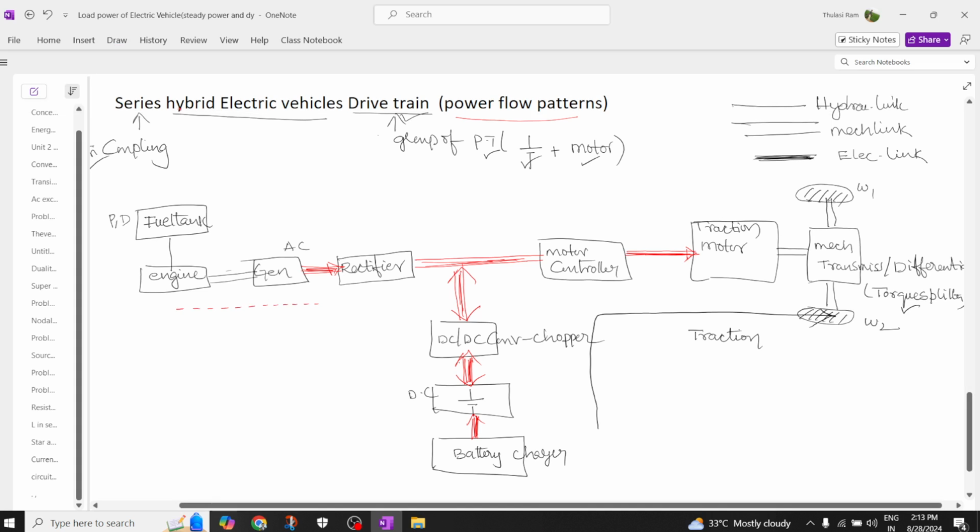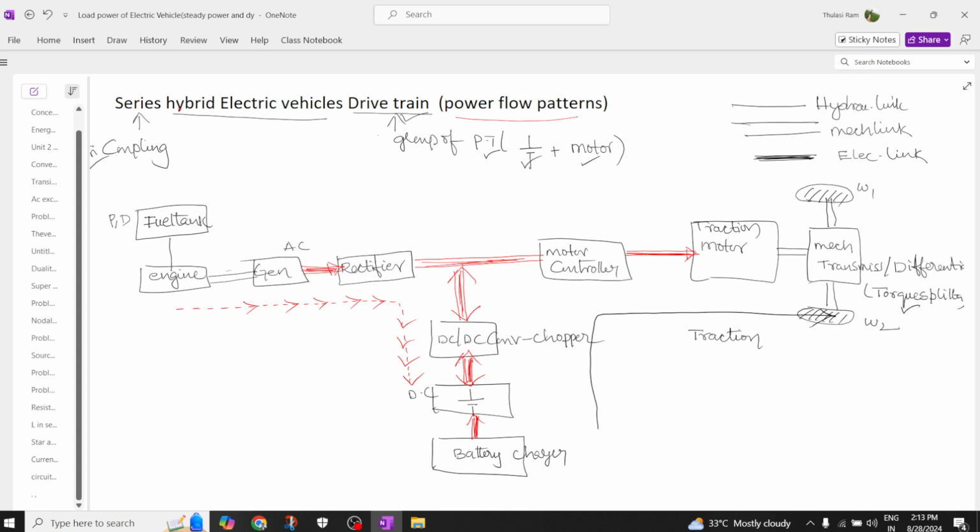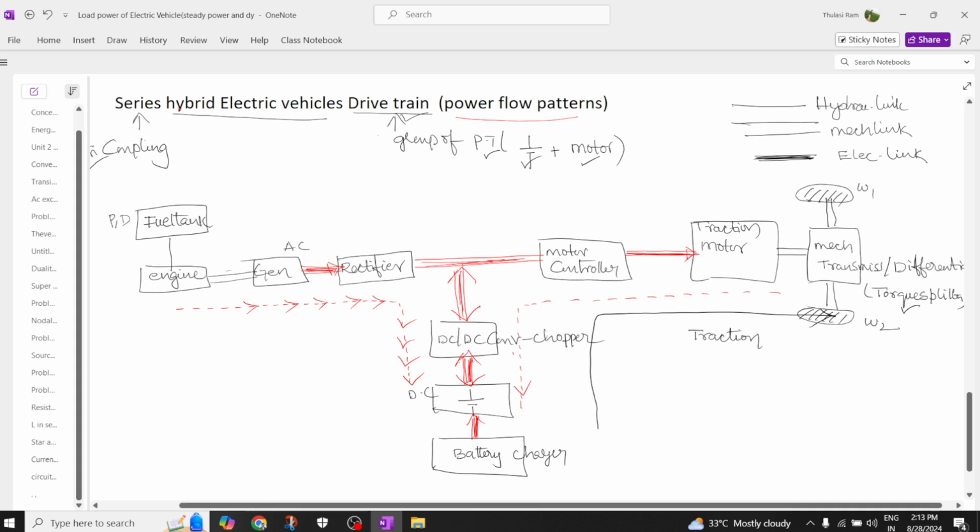So this is used to charge the battery. This engine will propel the generator, and the generator will give the supply through the rectifier, and the battery gets charged. Previously this was acting as a motor; in regenerative braking mode this motor will try to act like a generator, and it will send the power shown in the dotted line to the motor controller, and through this chopper it once again charges the battery.